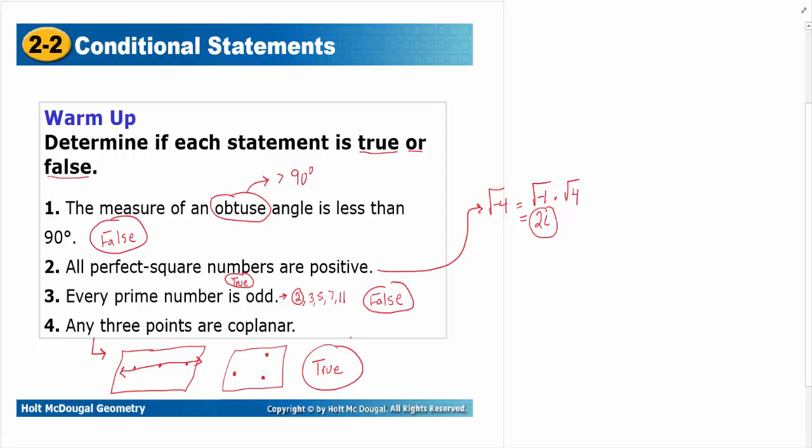So 4 is true. Alright, so there's your warm-up. Let's get into conditional statements.